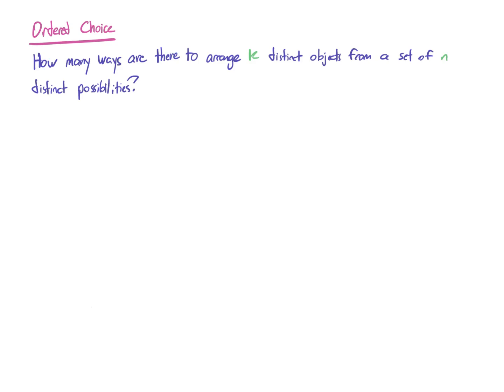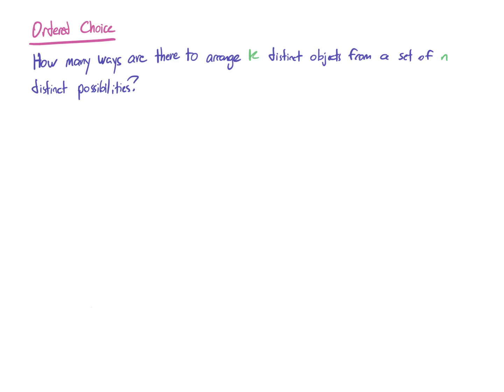So let's continue with our discussion of how to arrange things in order. This time, we're going to consider a related but slightly more complicated question. So suppose that I have n distinct things, and I want to pick k of them and arrange them in order. So I don't necessarily want to arrange all n of the things in order. I just want to pick k of them.